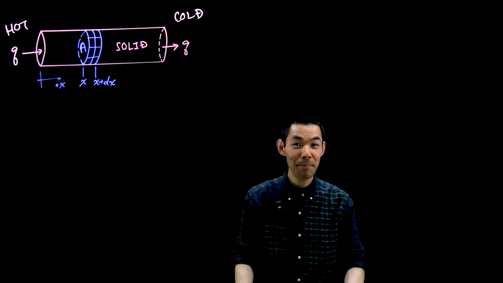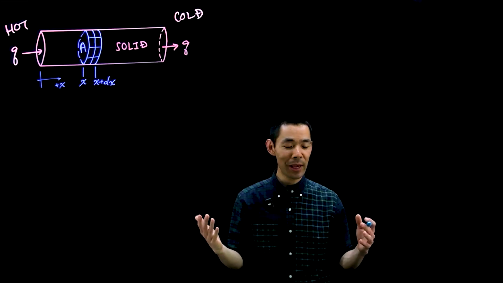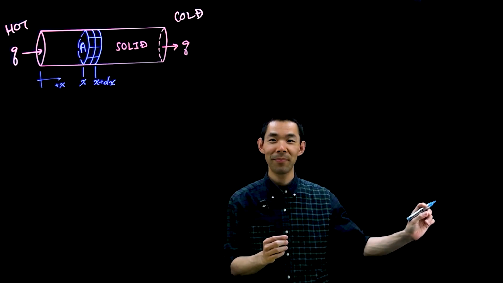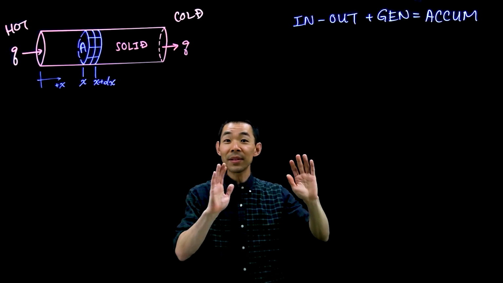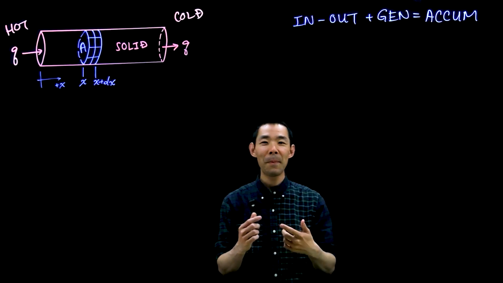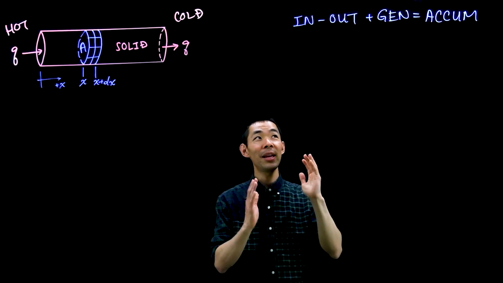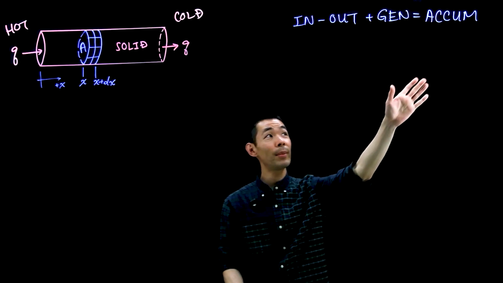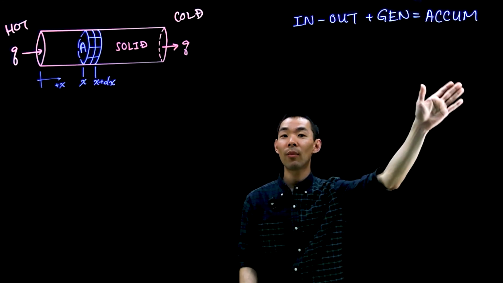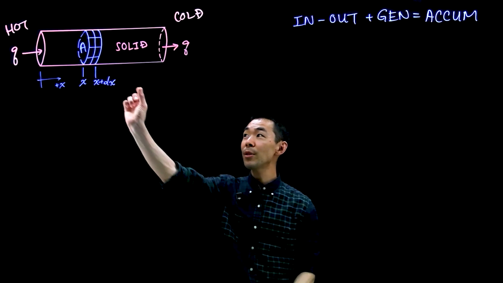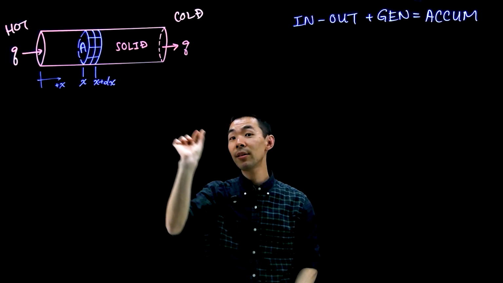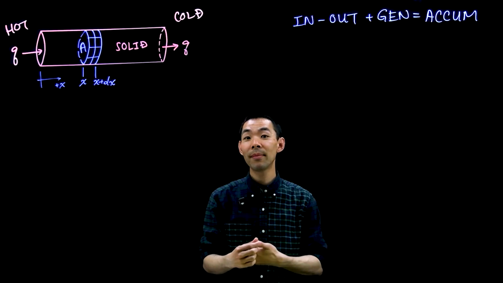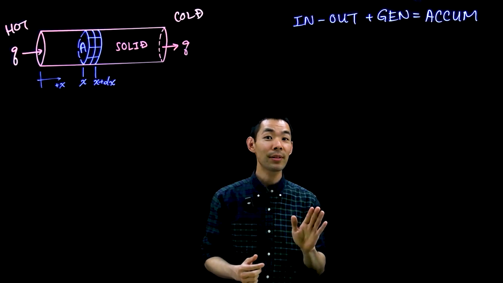So for any balance law, it satisfies this universal relationship of in minus out plus generation equals accumulation. Let's write that down. This is a generic balance law that's true for momentum, mass, energy, species mass. In minus out plus generation equals accumulation. Now let's think first a little bit about this accumulation term on the right-hand side. We'd like to figure out how much energy accumulates inside this control volume of this thin shell as a function of time and position. So let's think a little bit about this accumulation term.